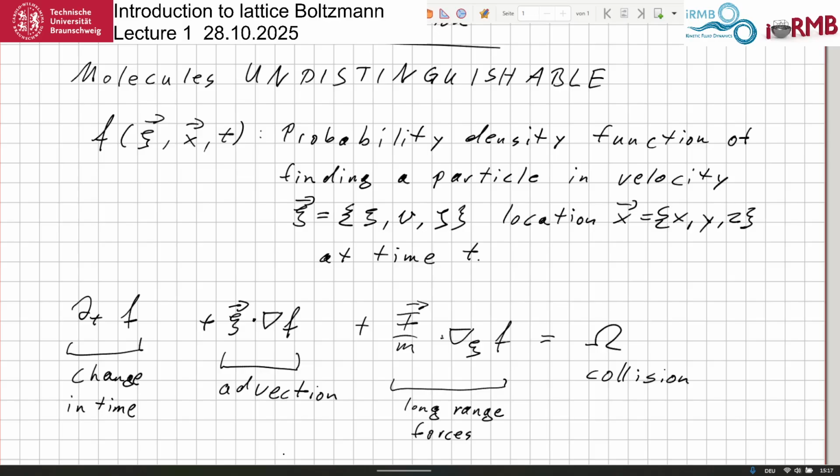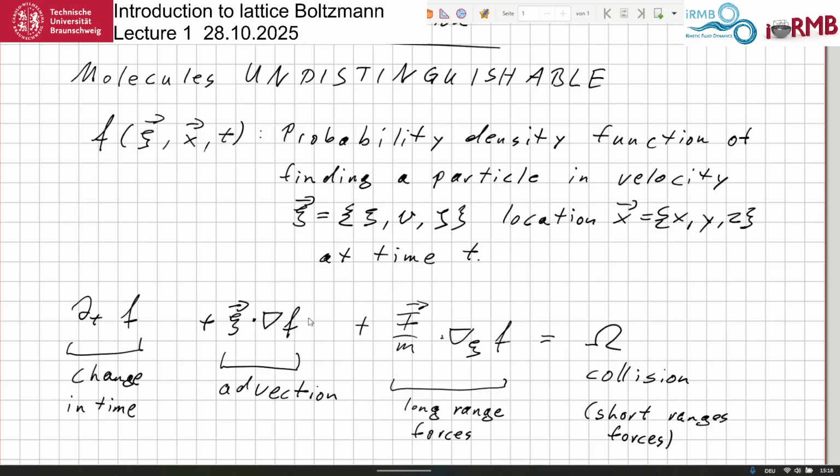And this is the collision. And the collision is something like short-range forces. So these are forces that act when bodies touch. Yeah, so these are short-range forces. Okay.